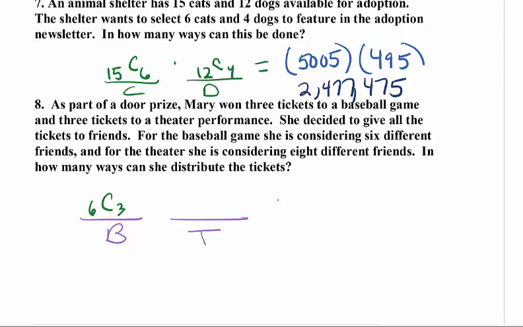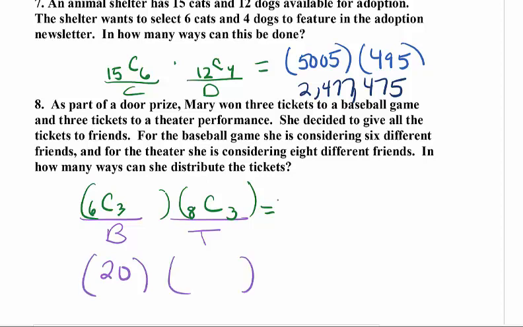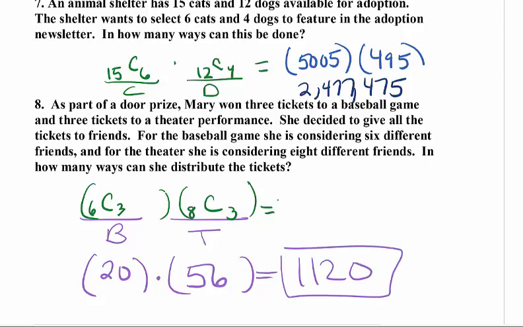For the theater, she's considering 8 different friends. So 8C, and I'll look back at how many tickets I have for the theater. I have 3. So again, we're going to multiply these together. Put it in your calculator. 6C3, you should get 20 options for the baseball tickets. 8C3, you should get 56. We have to multiply these together. So we get 1,120 different ways.